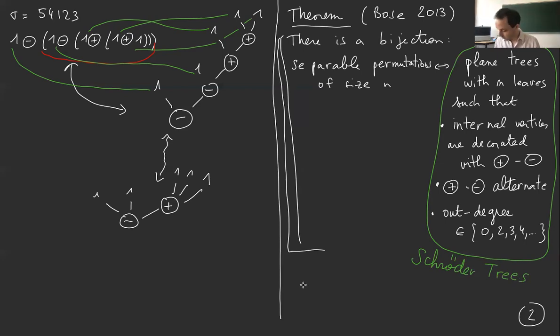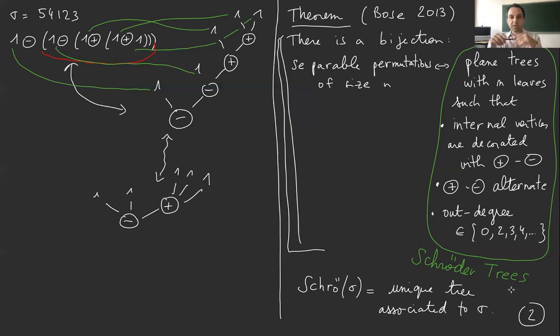So I will denote by Schr of sigma the unique Schroeder tree associated to sigma. Okay. So now this is nice to do combinatorics and probability, to have this one-to-one encoding. But what about patterns? Because I said that I'm interested in the number of occurrences of a given pattern pi in a large separable permutation sigma. Okay, so what about patterns?